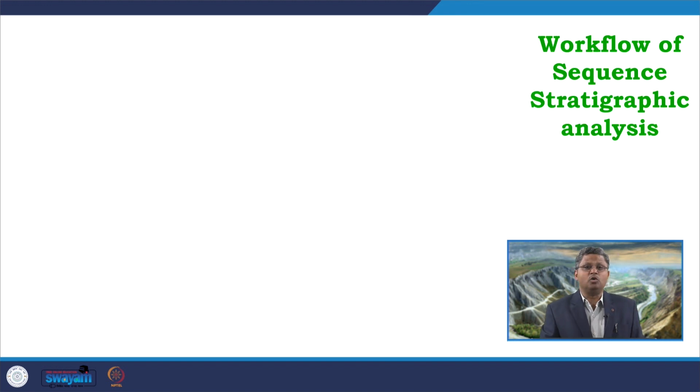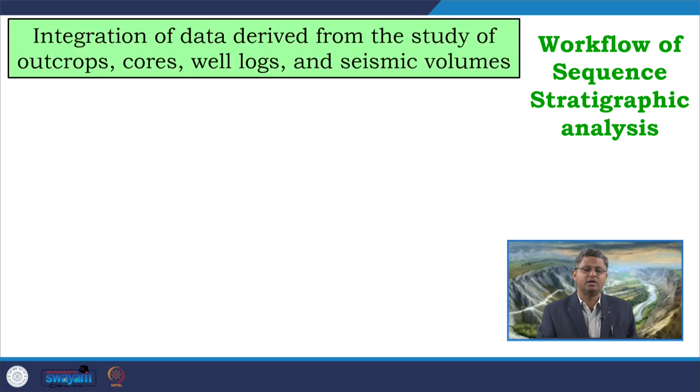So, if I try to look into the workflow when you are getting all this data, then how we will proceed in sequence stratigraphy. It normally starts with integration of data derived from the study of outcrops, cores, well logs, seismic volumes. So, all these data sources are accumulated first and then they are compiled together.